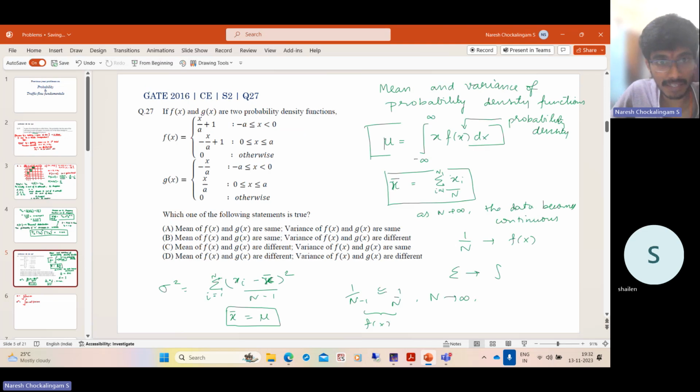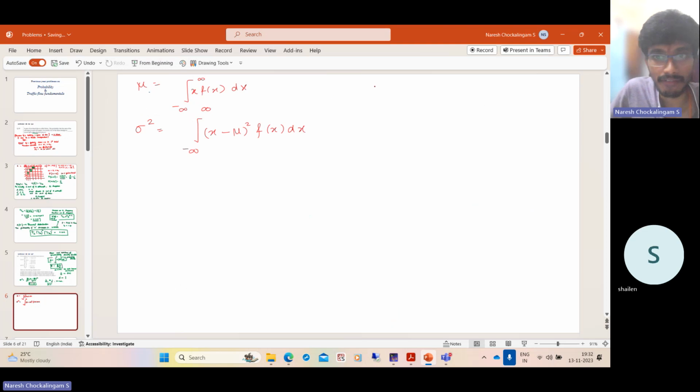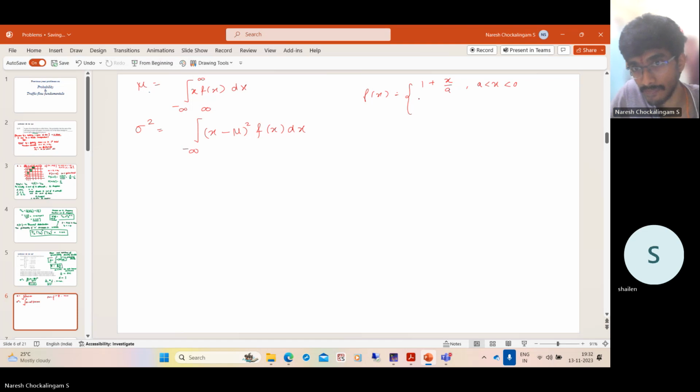Now we are given f of x and g of x as shown. f of x is defined this way. You see, when x is positive, you have x by a, and when x is negative, in place of that, so let me write it again. So f of x is 1 plus x by a when x is less than 0, and 1 minus x by a when x is greater than 0.